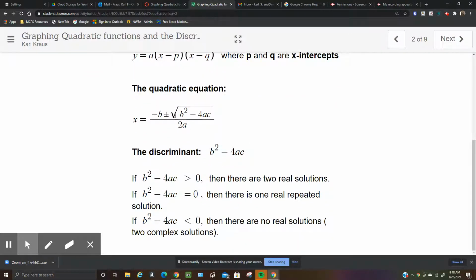The quadratic formula: x equals negative b plus or minus the square root of b squared minus 4ac, all over 2a. So the discriminant is under the radical here. If it's positive, that means there are two solutions, the plus and the minus. But if this is 0, then the only solution is negative b over 2a, which will be the vertex of the parabola. And if this number is negative, I can't take the square root of a negative. That's why there are no real solutions. There will be two complex or imaginary solutions.